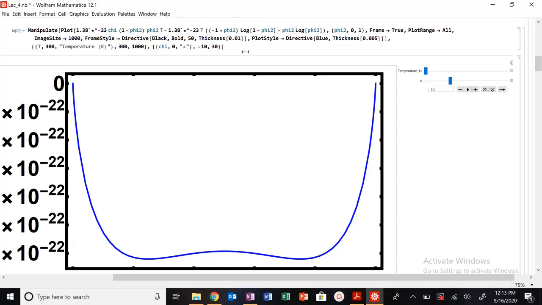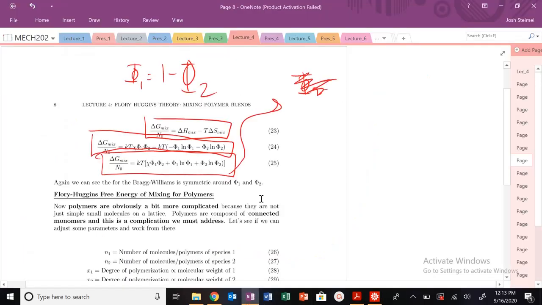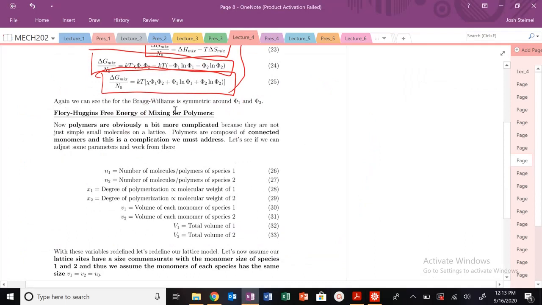And that is our Flory-Huggins free energy. Next time, we're going to adapt everything for polymers. So we'll see you all next time.